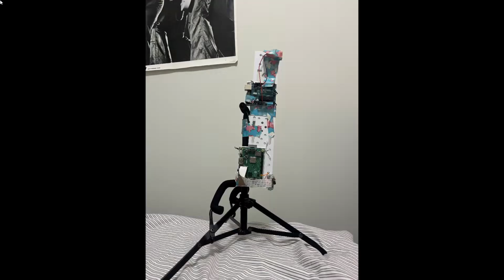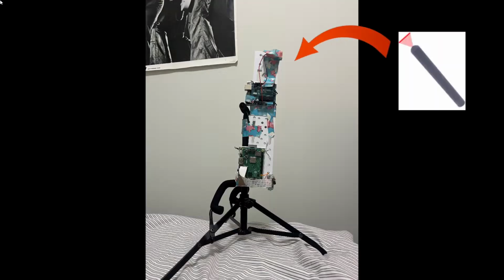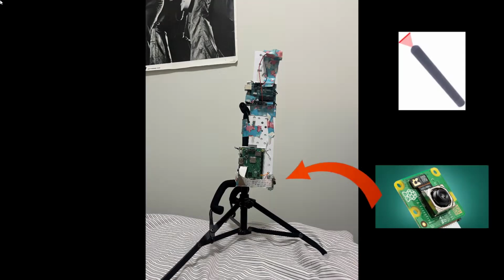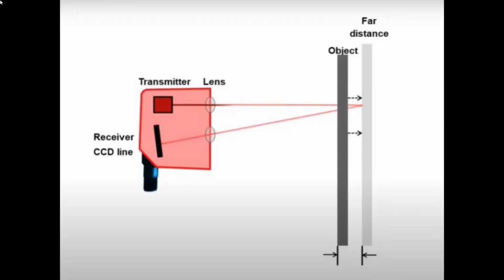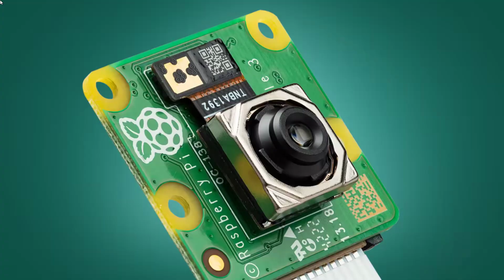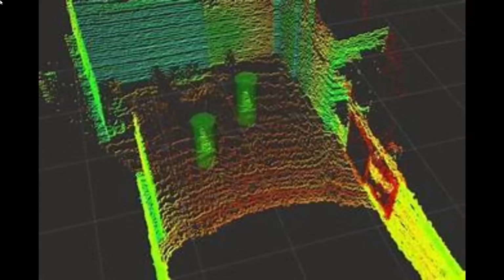The LiDAR sensor I built used a horizontal line laser in conjunction with a Raspberry Pi camera to perform a triangulation-based distance measurement. As the laser projects a line across the scene, the camera captures the distortion of the line across surfaces, which is then processed to extract depth information and generate a 3D point cloud.